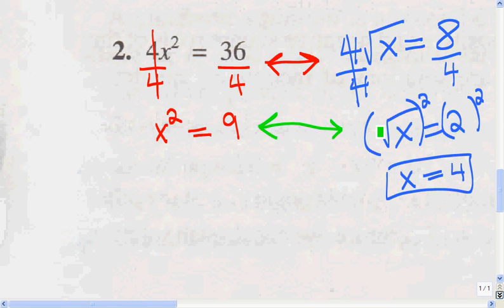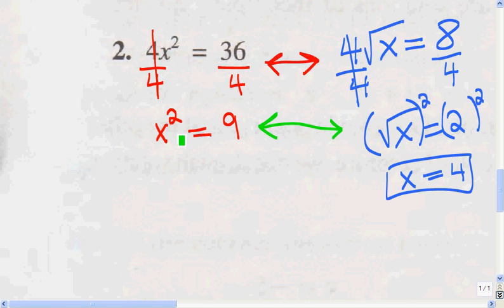Now, where I'm at now is the equivalent of this step in the radical. See where I'm at here? So here with the radical, I squared it. Well, with the square, I do the opposite. I square root it. I square root both sides. To get rid of the square root, I squared it on both sides when I was doing radicals. Well, here I square root both sides to get rid of the square.